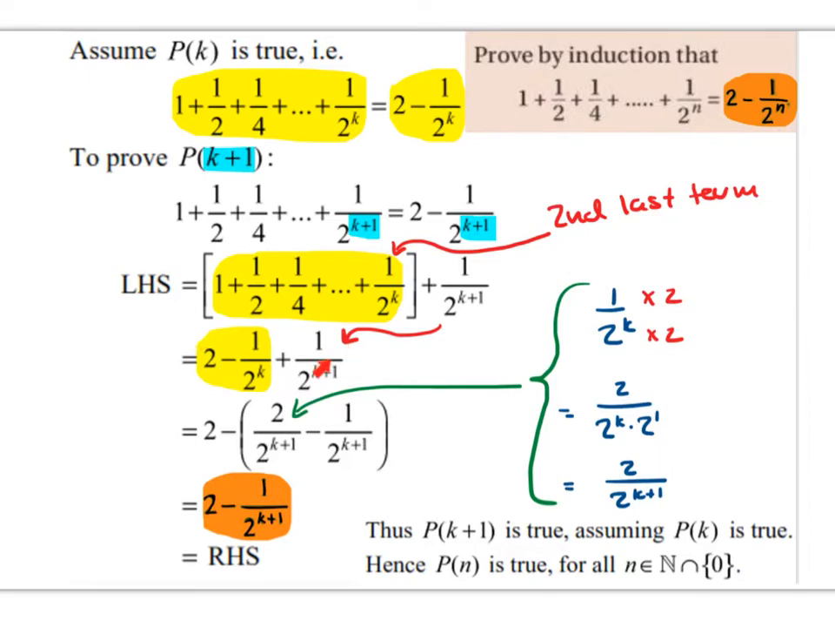We want it to equal the right-hand side, which is 2 minus 1 over 2 to the power of n. So, since we're trying to prove p of k plus 1, we actually want it to equal 2 minus 1 over 2 to the power k plus 1. So instead of an n, we want a k plus 1. So we have the 2, and we have the minus, but this somehow needs to become 1 over 2 to the power of n, which will actually be 1 over 2 to the power of k plus 1.